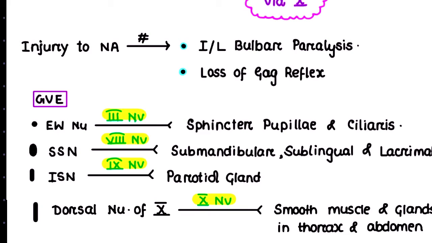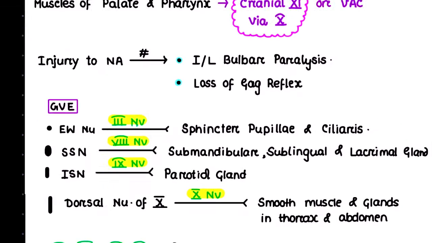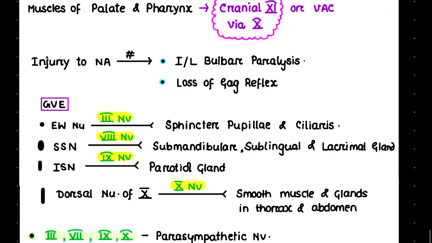Okay, now talking about the superior salivatory nucleus, which nerve is it going with? It will go with the 7th cranial nerve nuclei. It is written 8th, but it is going with the 7th, and it will supply the inferior glands such as the submandibular, sublingual and lacrimal glands. The name is superior salivatory nucleus, but it supplies the glands which are present below, such as submandibular, sublingual and lacrimal gland.